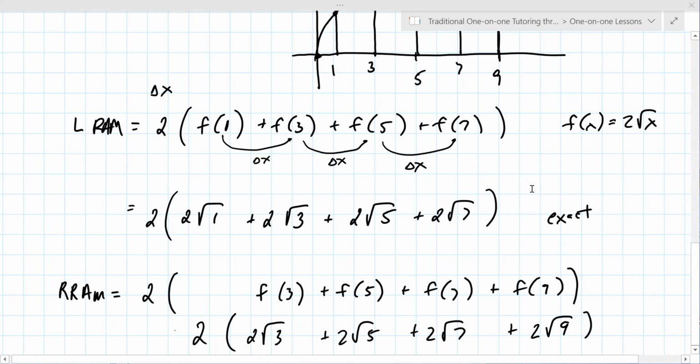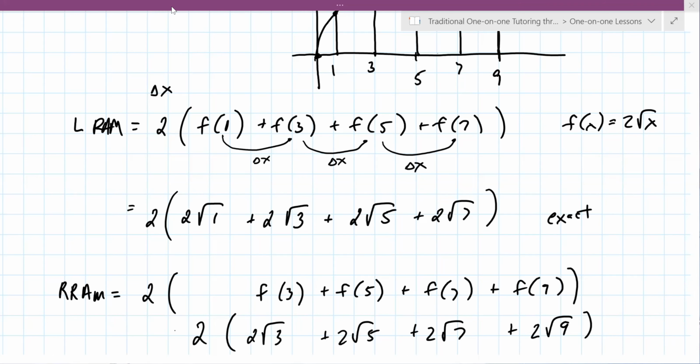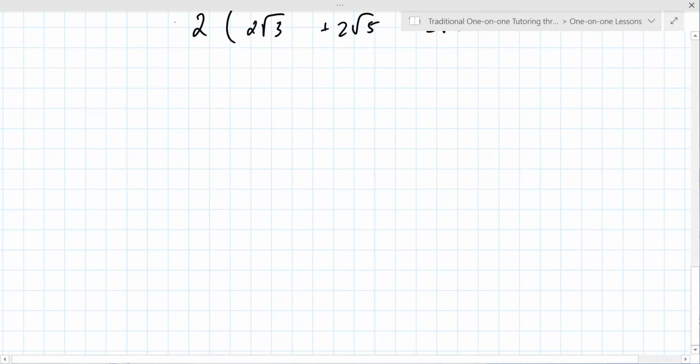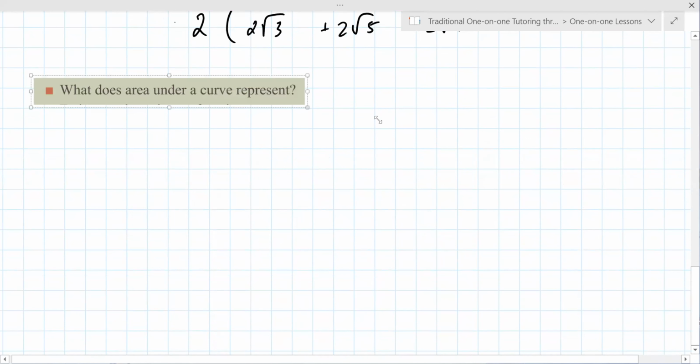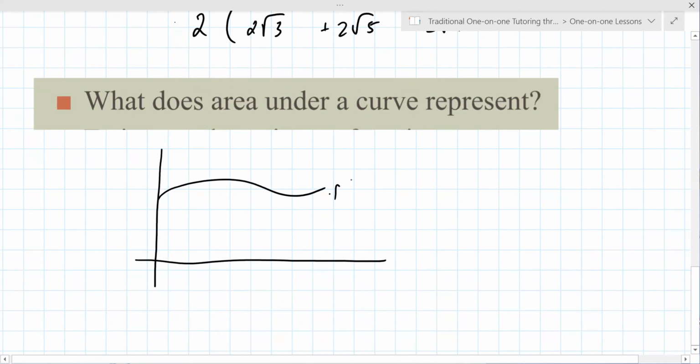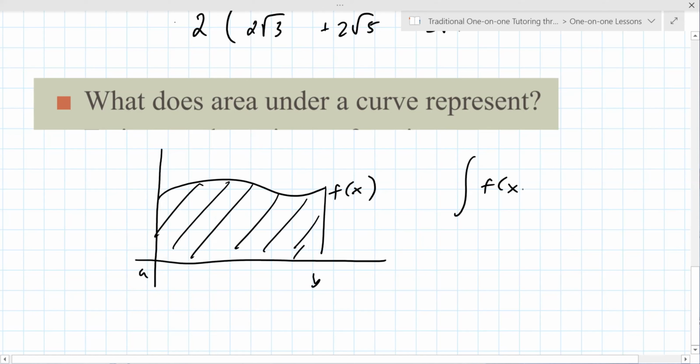All right, so the next thing on this list says, what does area under a curve represent? And that's kind of case specific. Let me snip this question in. It could be a lot of things. If this is f of x and we're going from a to b, then the integral of f of x dx from a to b is the area under a curve.